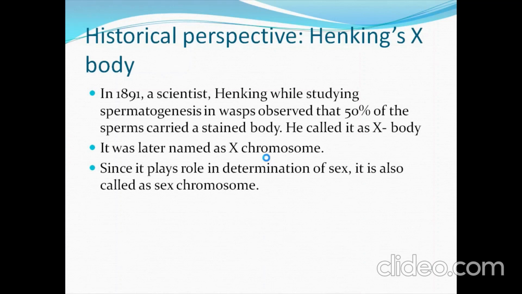In 1891, a scientist, Henking, while studying spermatogenesis in wasps, observed that 50% of the sperms carried a stained body. The other 50% were not carrying this stained body. He called this the X body. It was later named the X chromosome. Since the X chromosome plays a role in sex determination, it is also called the sex chromosome.